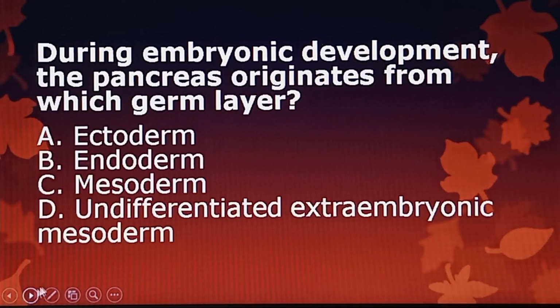My friends, quickly we go to the second question, and second question says, during embryonic development, the pancreas originates from which germ layer? And my friends, the options over there, we have of course option A to be ectoderm, option B to be endoderm, option C to be mesoderm, and of course option D to be undifferentiated extra embryonic mesoderm.